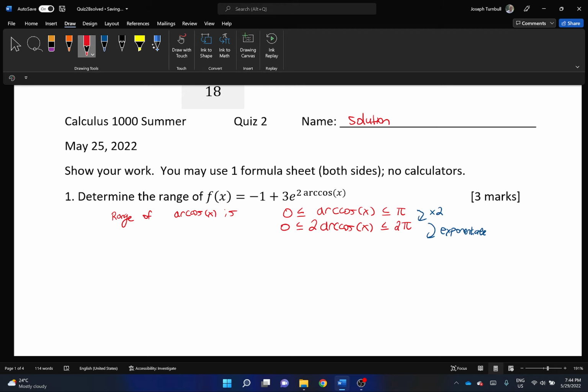I'm going to raise all three sides as powers on a base of e. So e to the 0 less than or equal to e to the 2 arc cosine of x less than or equal to e to the 2 pi. E to the 0 is 1. Okay, so the inequality is this so far. We're getting close to constructing the function in the middle. We need to multiply everything by 3.